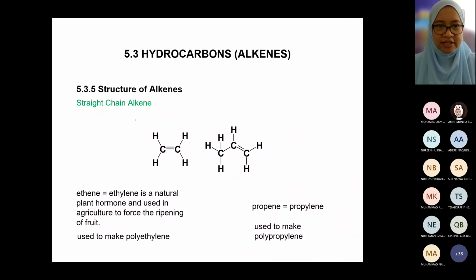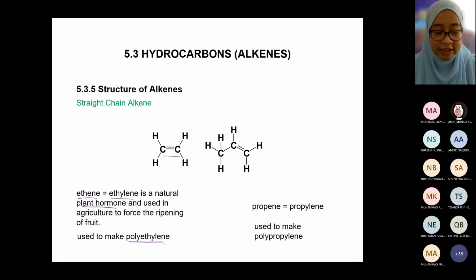Okay, moving on, straight chain of alkene. Okay, example, so this is ethene, the application of ethene. I've mentioned this during our lab session last time. Ethene, or also known as ethylene, is a natural plant hormone and used in agriculture to force the ripening of fruit. Okay, so this gas of ethylene is used to ripen the fruit. Naturally, memang dekat pokok tu memang ada this gas.